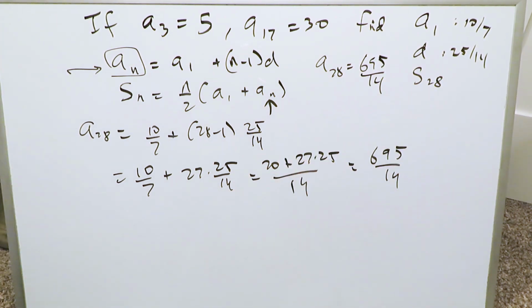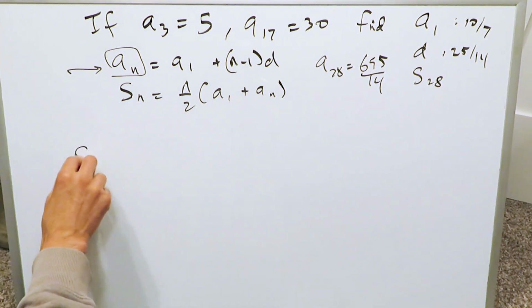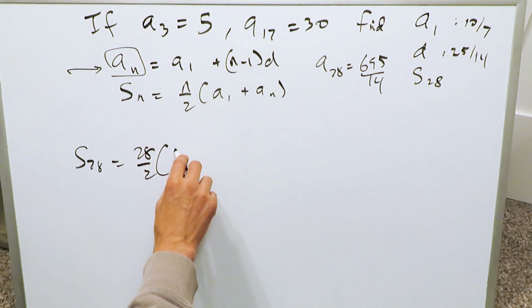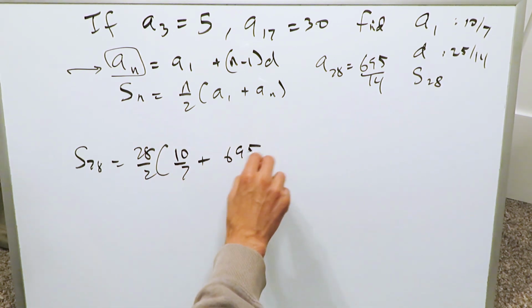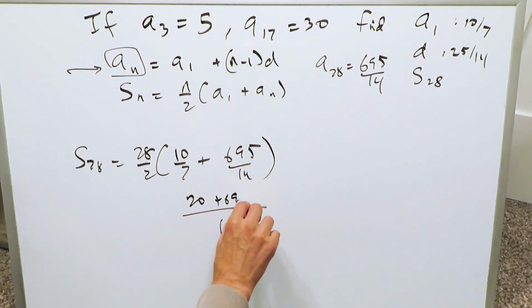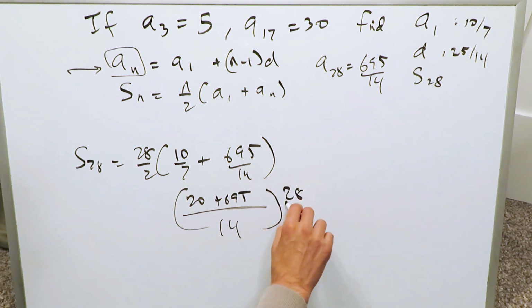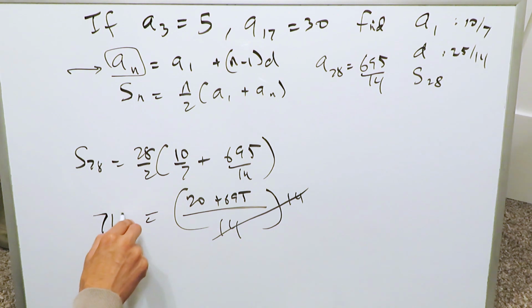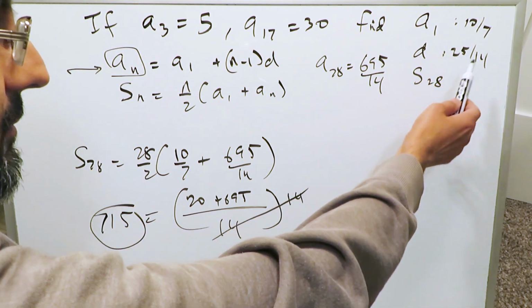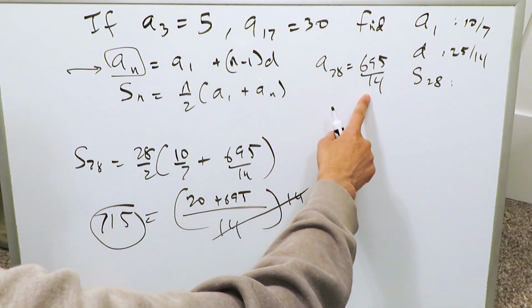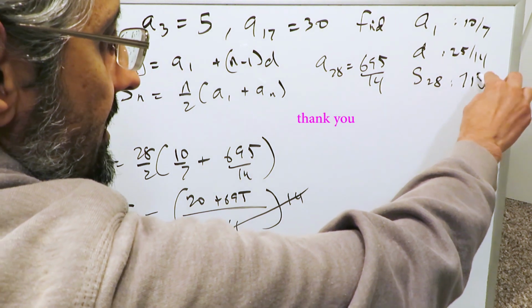Now what we will do is solve for the sum of these 28 terms. The sum of the 28 terms is equal to n, which is 28 divided by 2 times your a1 term, 10 over 7, plus 695 over 14. You can do a common denominator here of 14. 20 plus 695 times 28 over 2, which is really a 14. This 14 and this 14 cancel out. The only thing which will remain is 20 plus 695, and that will be 715. The sum of this series, where the first term is 10 over 7, the common difference is 25 over 14, that 28th term being 695 over 14, that sum will be 715, and we are done.